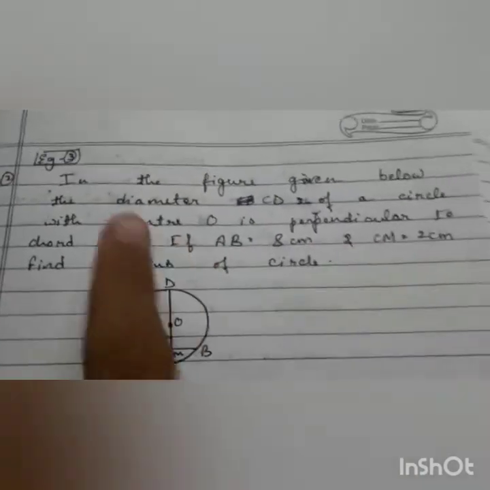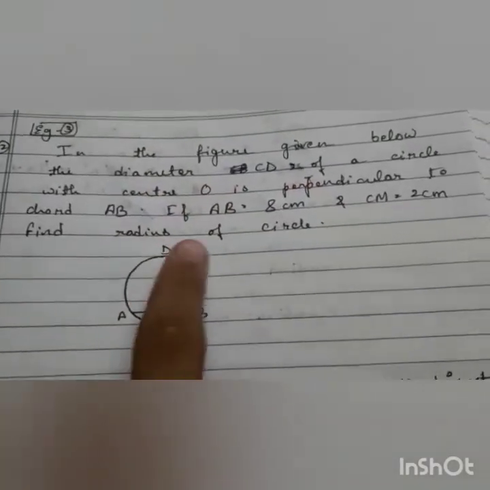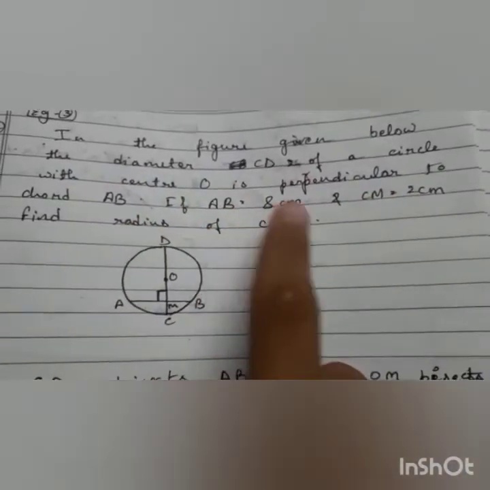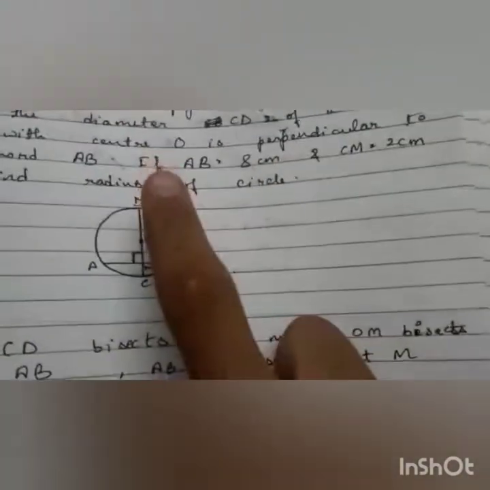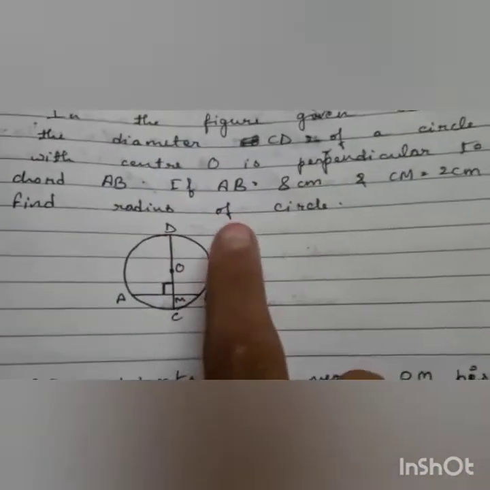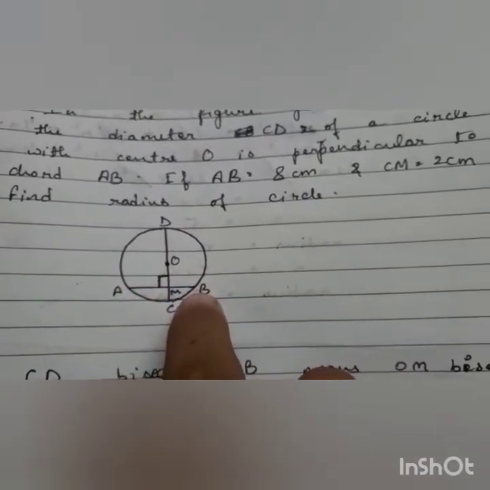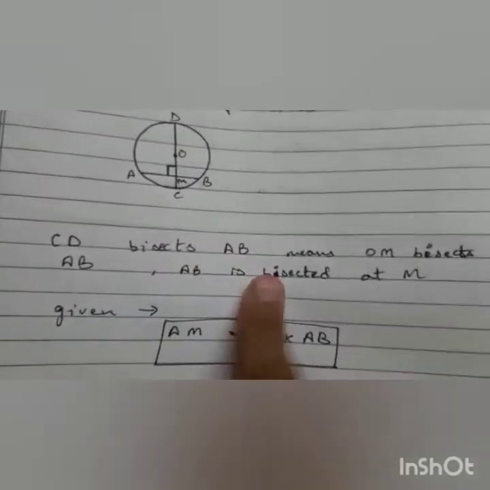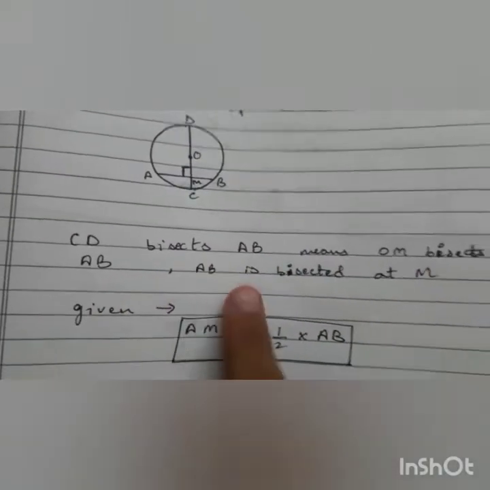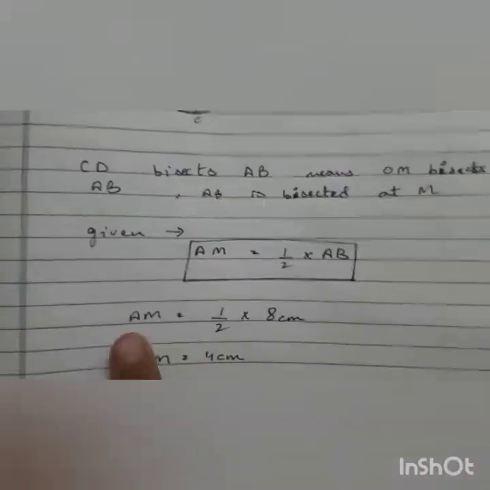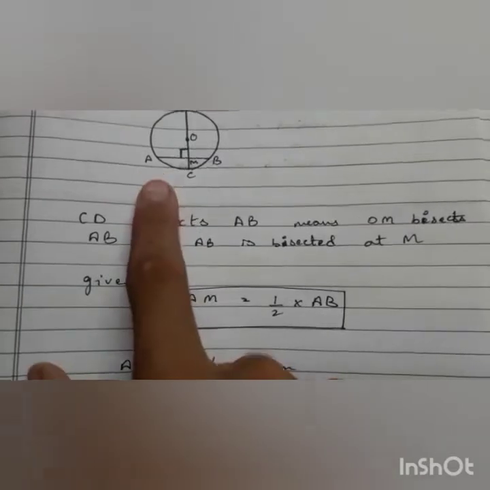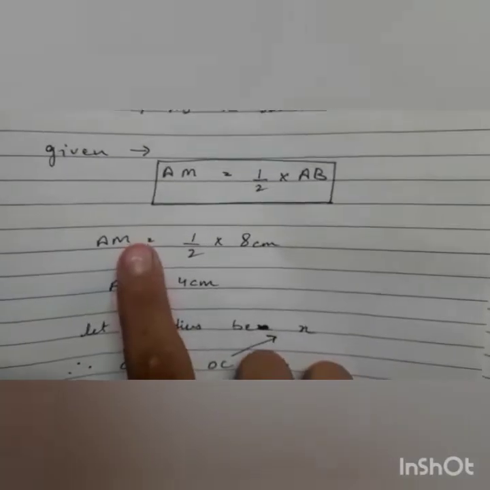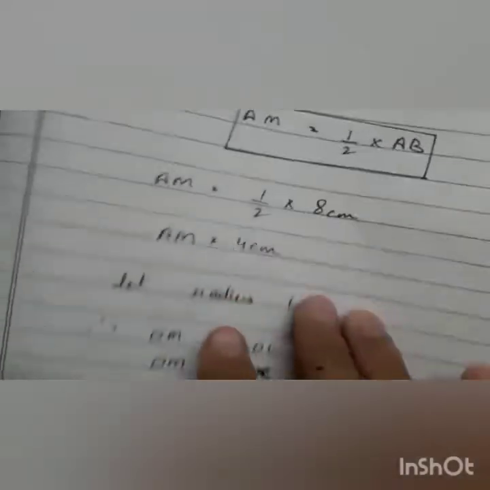This is the third one. In the figure given below, this is the figure. The diameter CD of a circle with center O is perpendicular to chord AB. If AB is 8 cm and CM is 2 cm, find the radius of the circle. Here the chord AB is given 8 cm and CM is given 2 cm. So here we can see CD bisects AB, means OM bisects AB. So AB is bisected at M. So AM equals half multiplied by AB. By this we will take out AM. AM equals 4 cm.